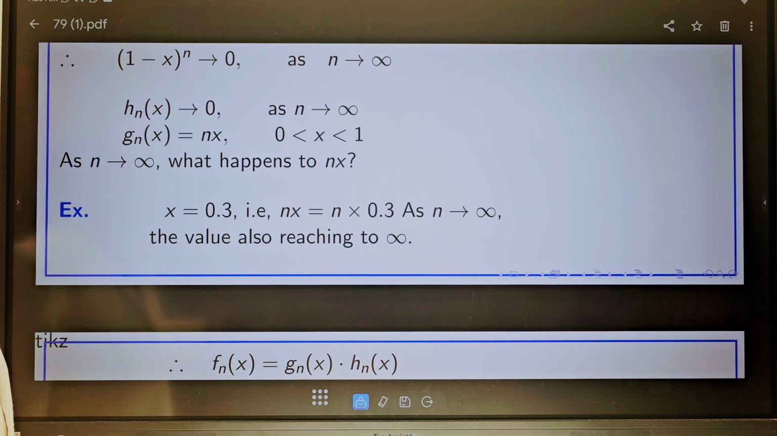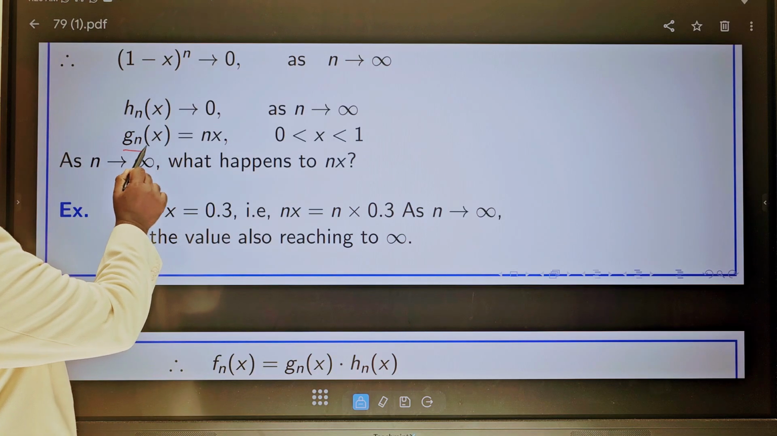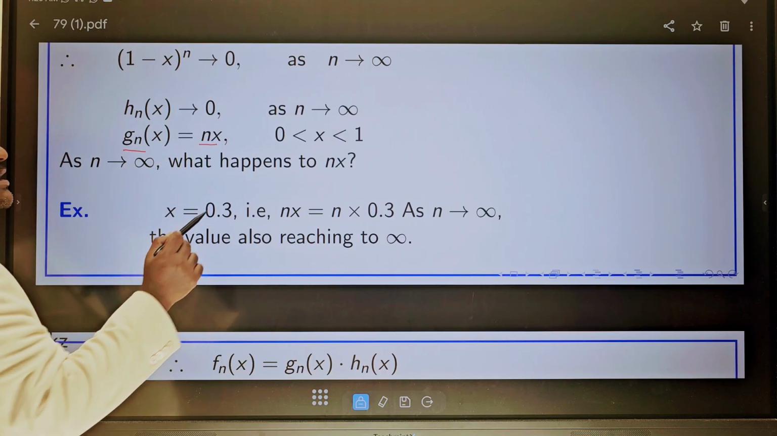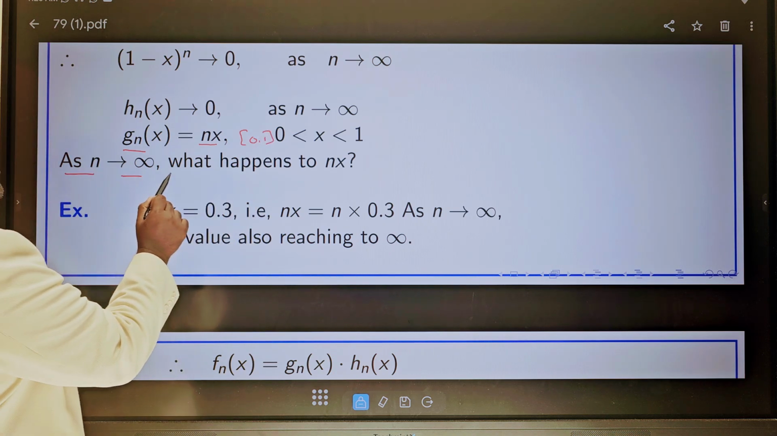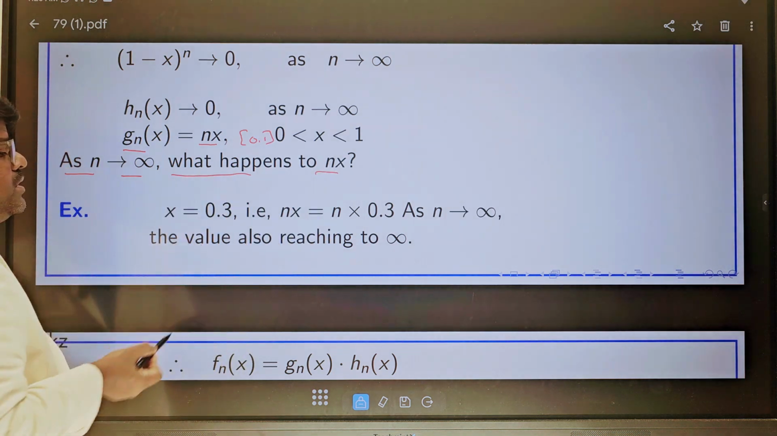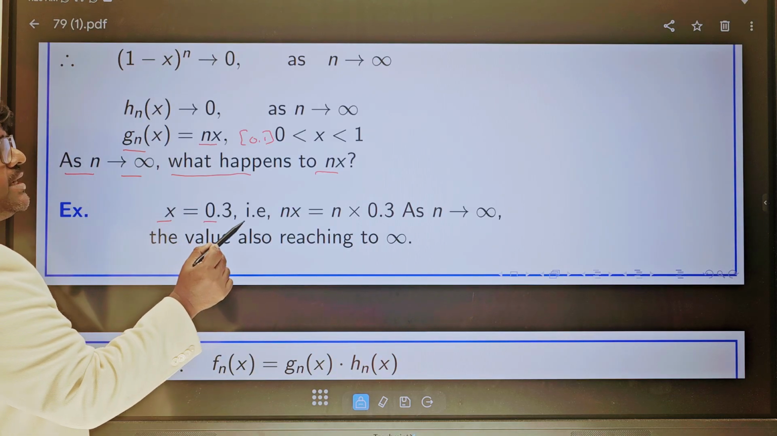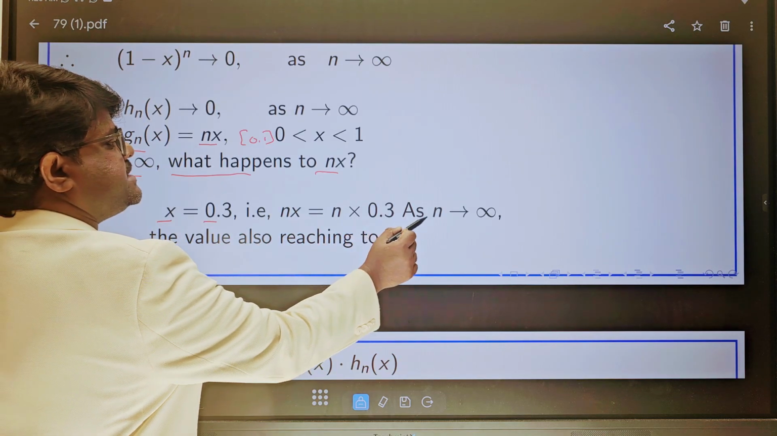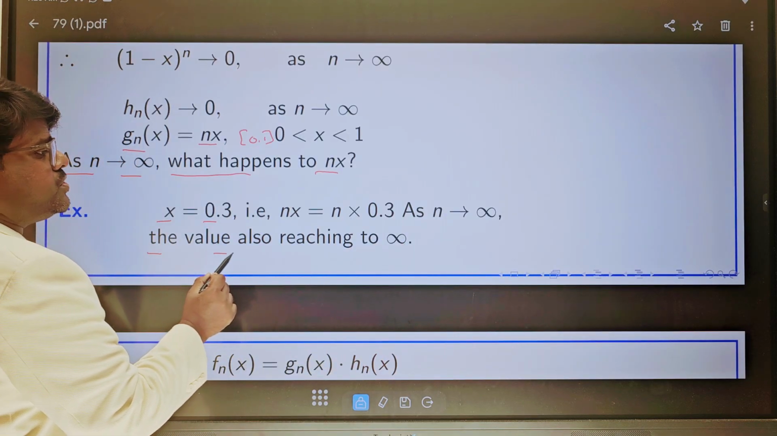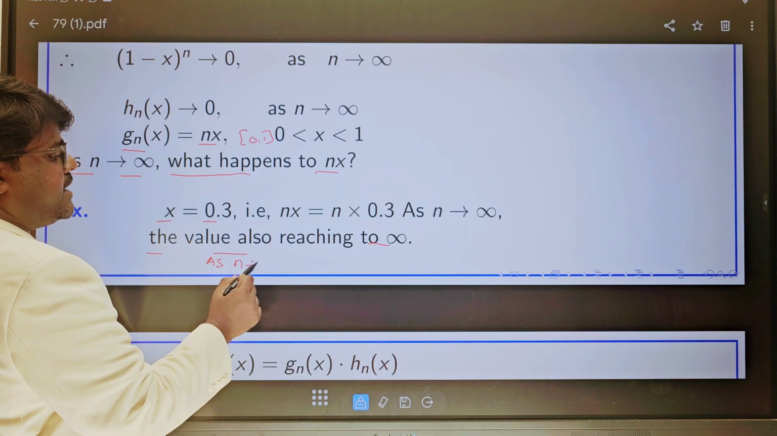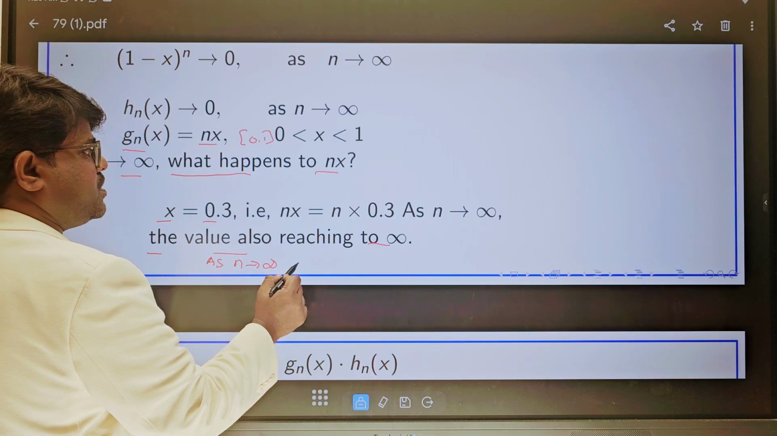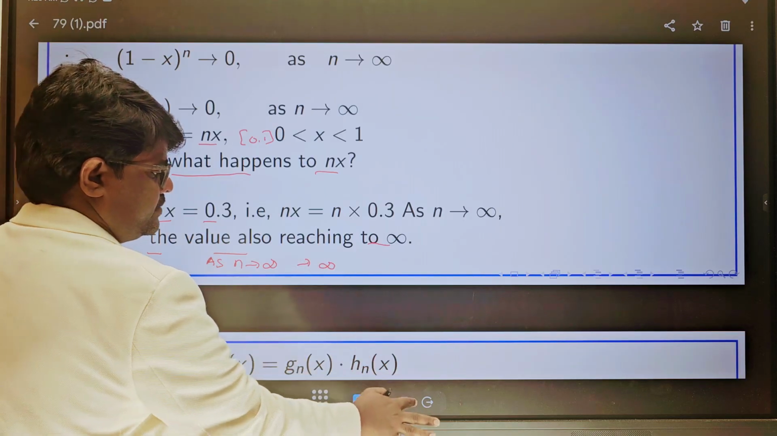Now separately we will calculate gn of x. Gn of x equals n times x in the closed interval 0, 1. As n tends to infinity, what happens to n x? Again I will take x equal to 0.3, so n x equals n times 0.3. As n tends to infinity, the value also approaches infinity.